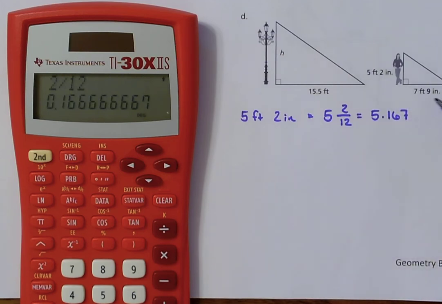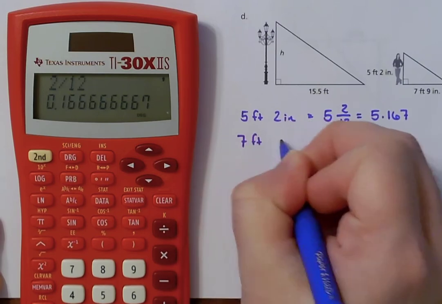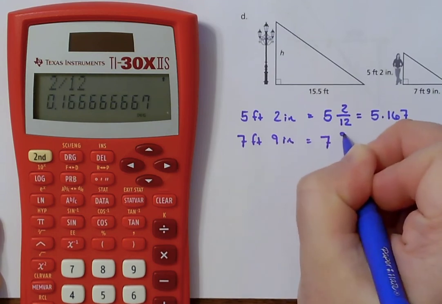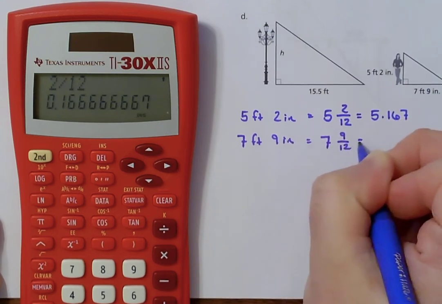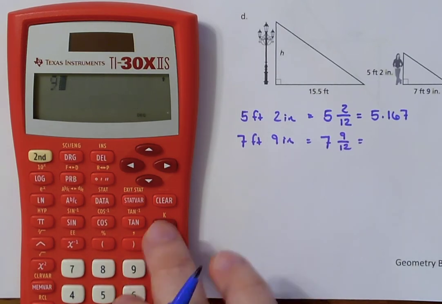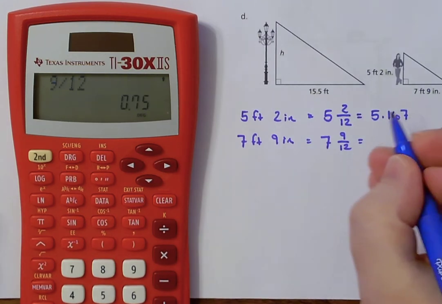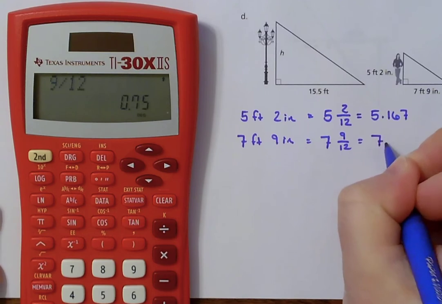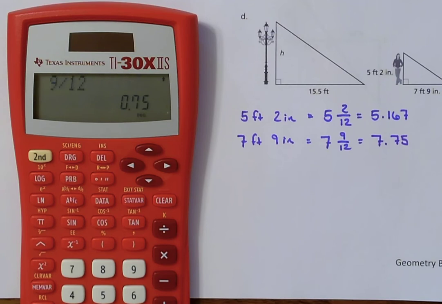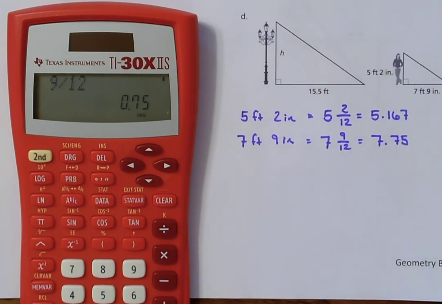And then we have 7 feet 9 inches, so we're going to do the same thing. 7 feet 9 inches. We're going to think of it as 7 and 9/12. What we're going to do here is just do 9 divided by 12, and then we would end up with 0.75. So that means we're going to have 7.75. So that means the length of her shadow is 7.75.